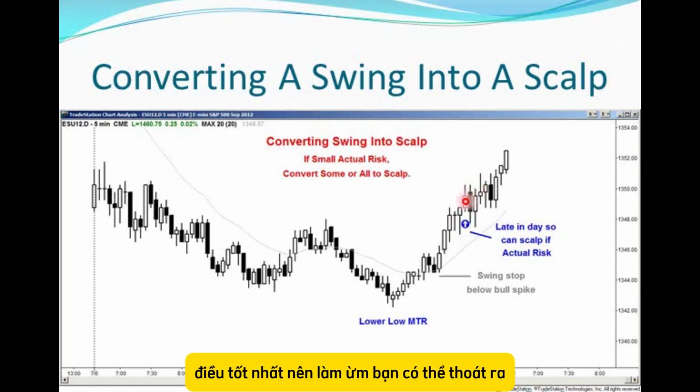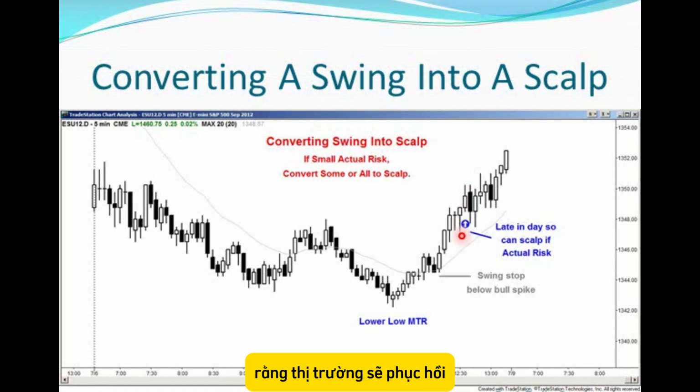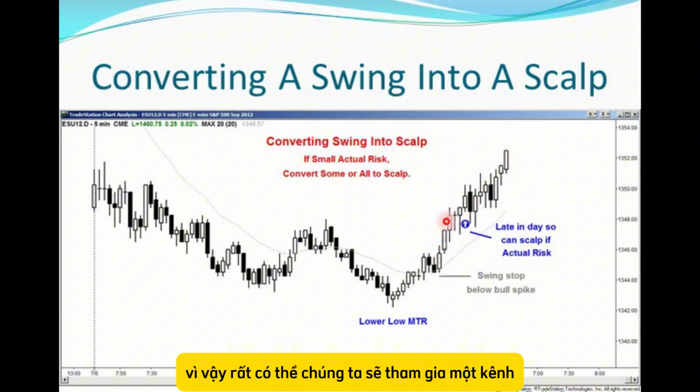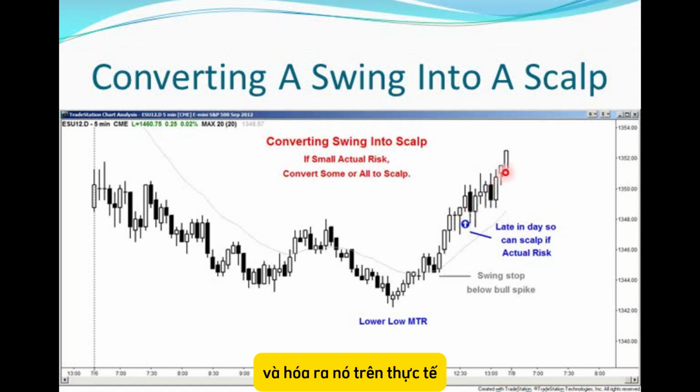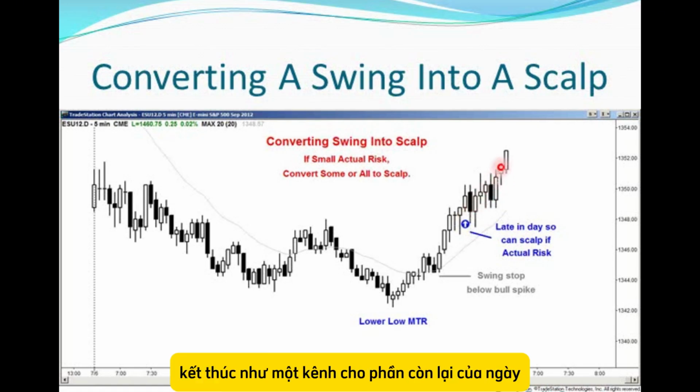Best thing to do, you can scalp out, which is an easy way to do it, or you can just take the swing trade when the market gets up here, put the stop below this low, and keep your fingers crossed that the market will rally in a channel up for the rest of the day. We have a spike here, so chances are we're going to be in a channel. We have two-sided trading here, so the market might be entering a channel. And it turns out that it, in fact, ended up as a channel for the rest of the day.